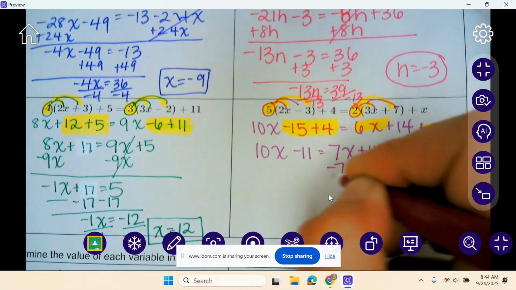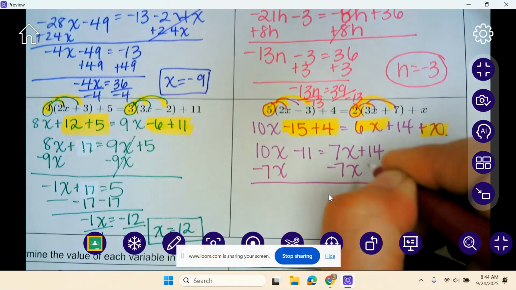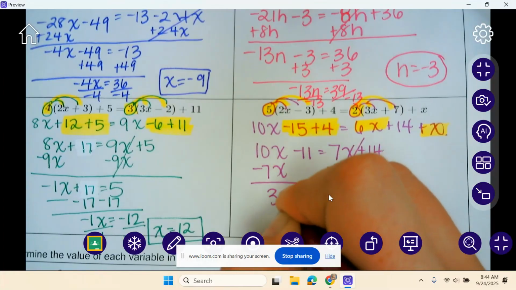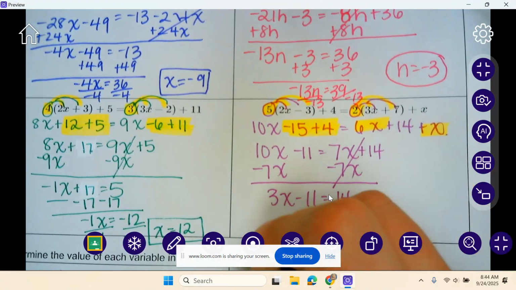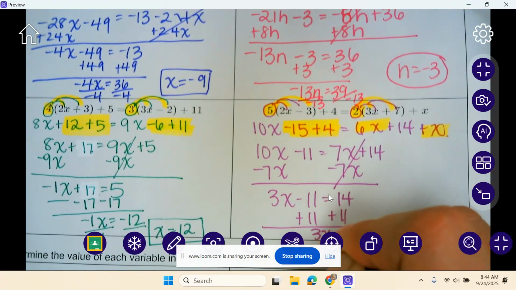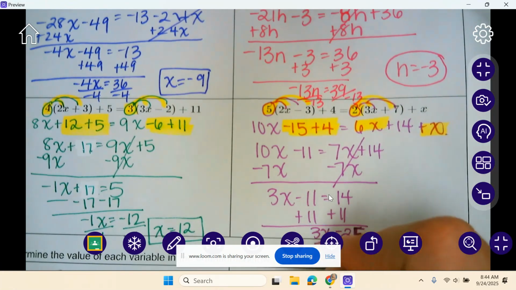So move the variable. I'm going to move the 7x by subtracting it. So you get 3x minus 11 equals 14. I'm going to add 11. 3x equals 26. I'm sorry, 3x equals 25. And then I'm going to divide both sides by 3.